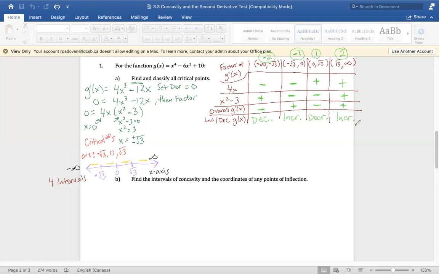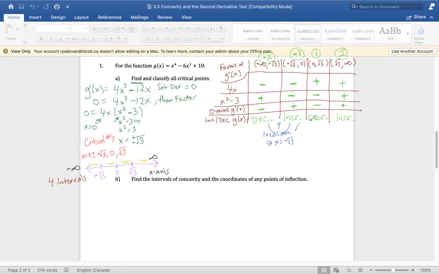So now it asks me to classify all the critical points. In order to figure out what the points are, now I need to sub these values into the original. If I take a look here, just to point out, here I'm decreasing, and here I'm increasing. So this value here would be a local min at x equals negative square root of 3.